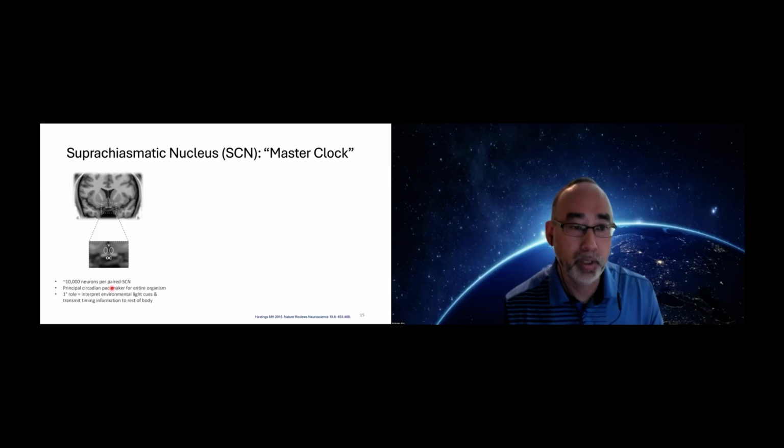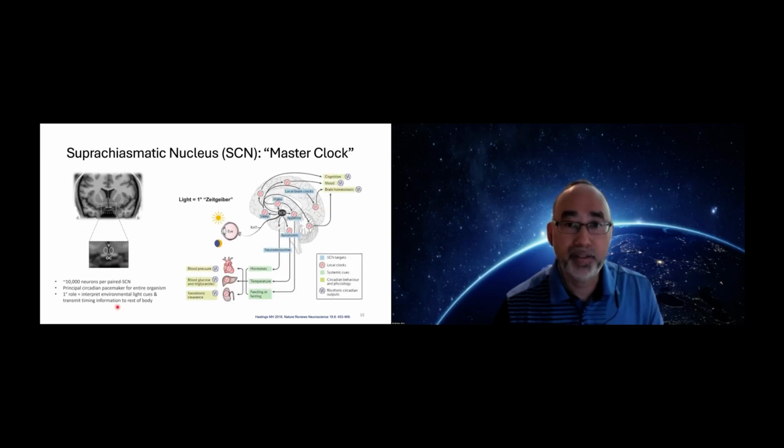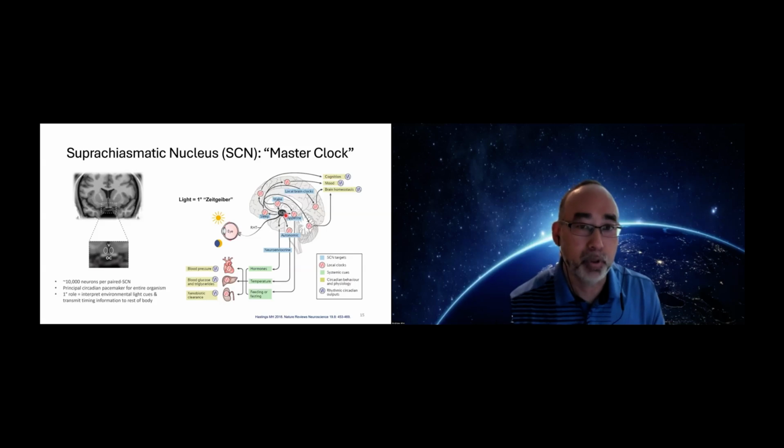And its primary role is to interpret environmental light cues and transmit timing information to the rest of the body. And from there, the SCN coordinates a wide array of outputs. It provides outputs to the local brain clocks that shape cognition, mood, and brain homeostasis. It also sends autonomic and endocrine signals that regulate blood pressure and glucose, and also provides systemic cues like body temperature and feeding cycles. This makes the SCN not just a timekeeper, but the central hub that ensures the entire body stays synchronized with the external environment.